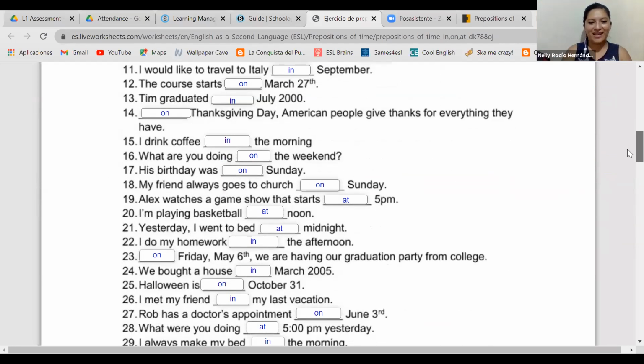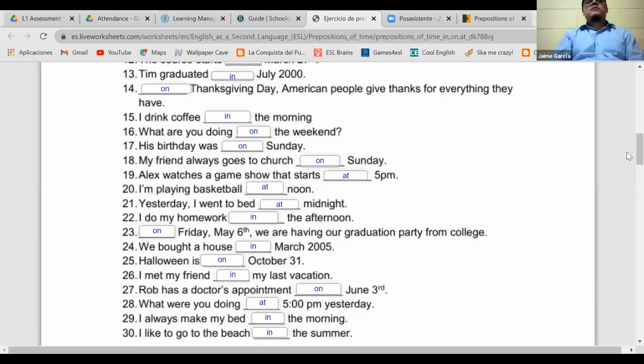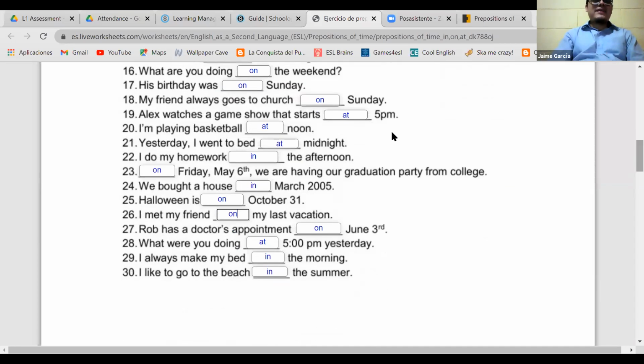Lo siento. It's on my last vacation. On, you say on? Yes. Okay, well, I'm going to change it. Si no tienen un punto, será mi culpa. If you don't get the point, vacation. Es culpa de Nelly, all right?